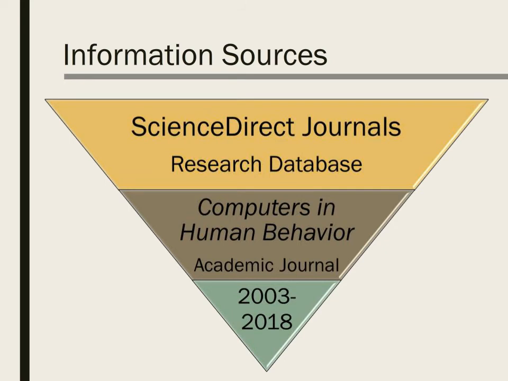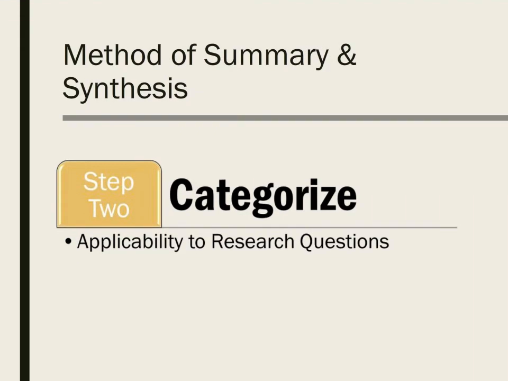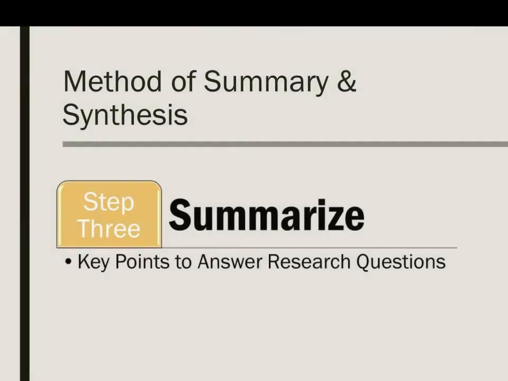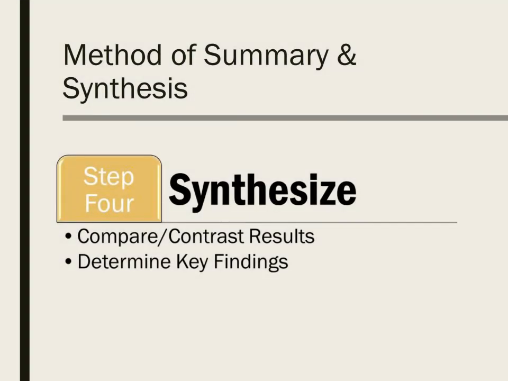do a comprehensive review. Articles were first evaluated with particular attention to the study's hypotheses, study group characteristics, and conclusions. Then the articles were categorized based on their applicability to the research questions for this review. I wrote a short discussion of each article to create an annotated bibliography and then provided a synthesis of findings in this culminating literature review.